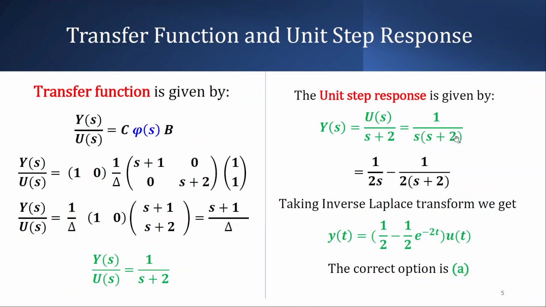Now if I break this term into partial fractions, it turns out to be 1 divided by 2S minus 1 divided by 2 into (S plus 2). Now we take the inverse Laplace of this expression, and we get y of t equal to half minus half e to the power minus 2t u(t). So the correct option is A. This is one way of solving the problem which has been asked in the GATE examination.